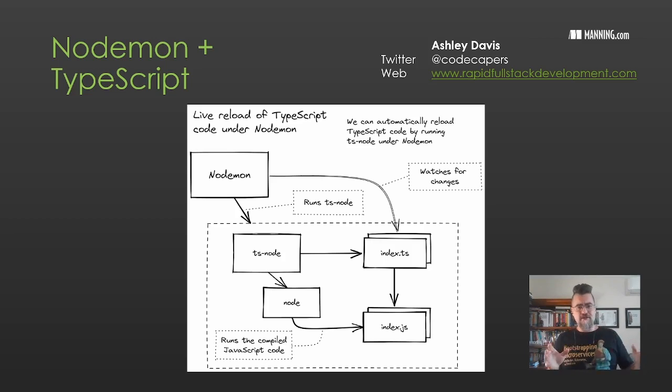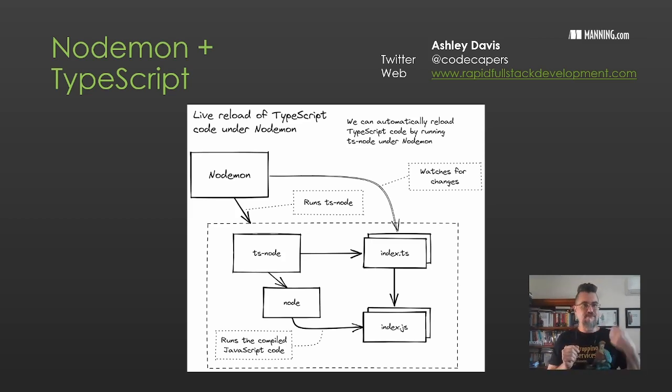And again, this is something that you want to use in development. For performance, you don't want to use TS Node in production, but it's great to use it in development. So this diagram here shows how we can run Node.js under TS Node, which in turn we are running under NodeMon. So now NodeMon is going to be watching for our TypeScript files, and when they change, it's going to restart TS Node, which is going to restart Node.js, which is going to reload our code files.